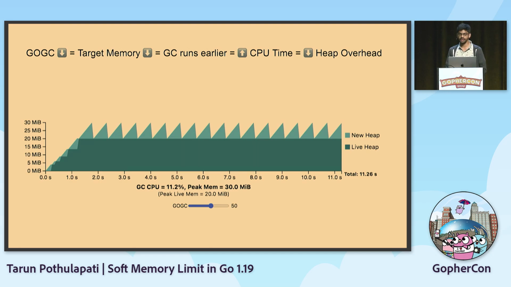And the other side is you can decrease GOGC, which means the target memory is lower, which means the GC runs earlier than required. Which means the CPU time is a lot higher, right? Because we are running a lot more frequently. But the heap overhead is lower here. Maybe in some constrained environments, you would need to have the Go GC run more frequently. This is all well and good, and it was the case until 1.19.